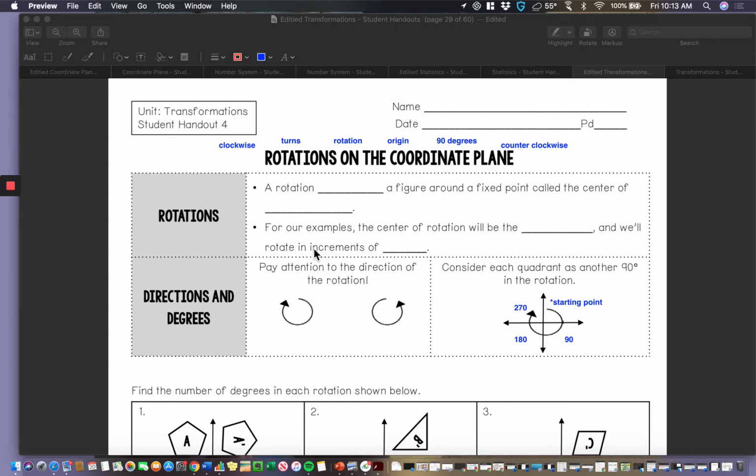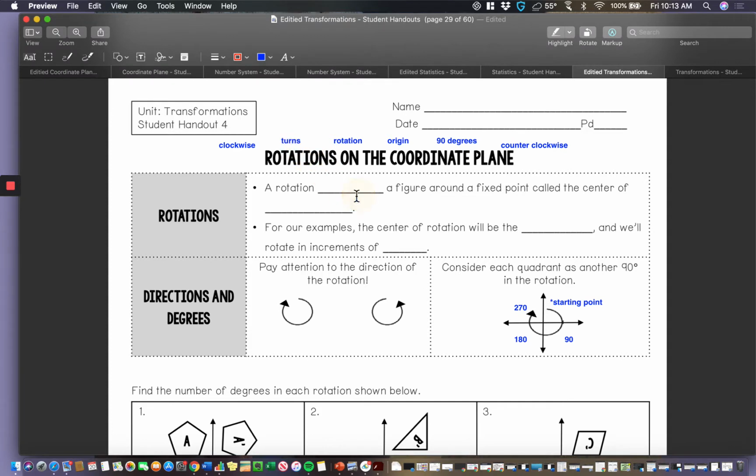Today we're looking at rotations on the coordinate plane. So we're looking at rotations right here. It says a rotation, blank, so a rotation turns a figure around a fixed point called the center of rotation. For our examples, the center of rotation will be the origin and we will rotate in increments of 90 degrees.